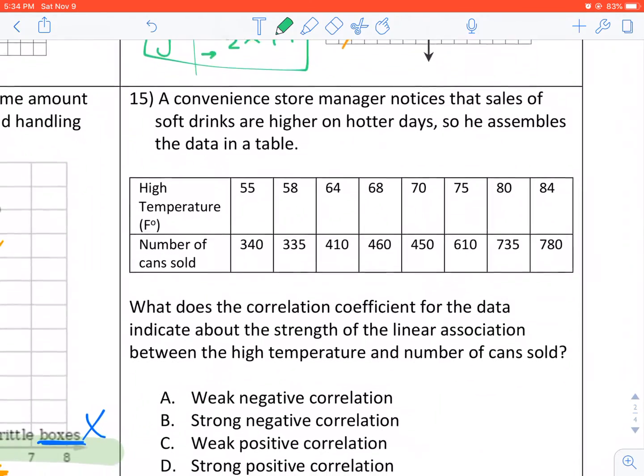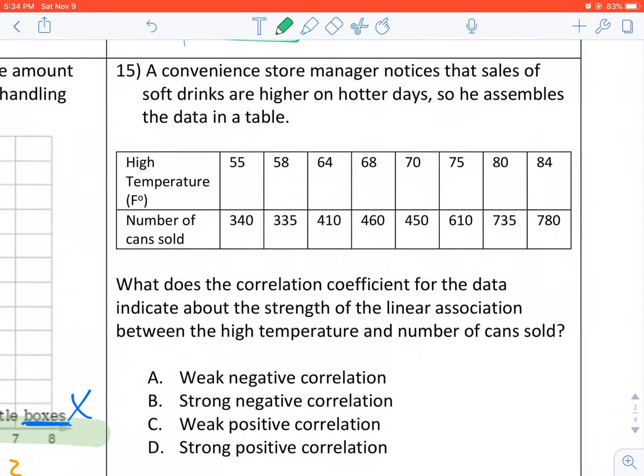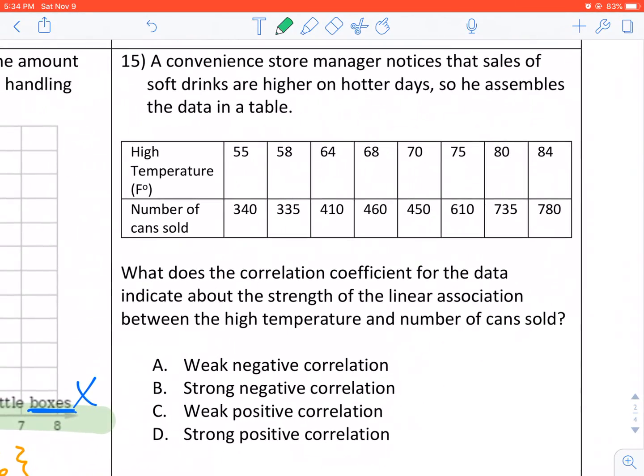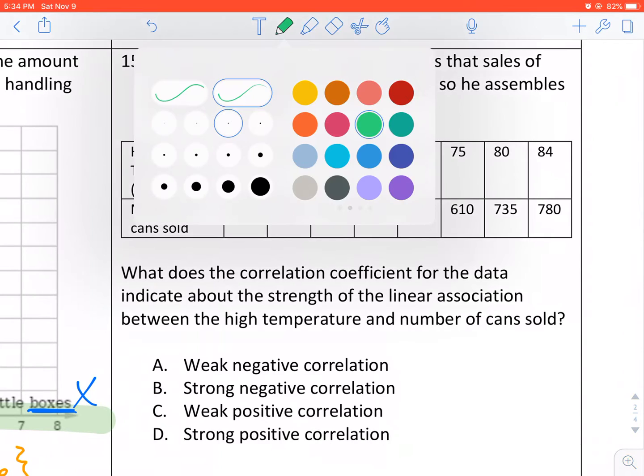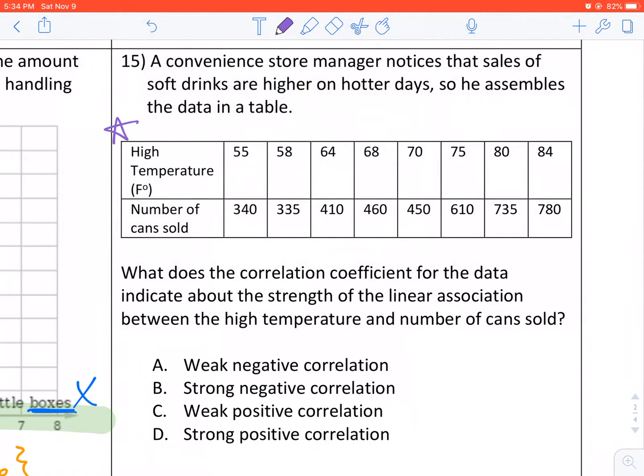Question number 15. A convenience store manager notices that sales of soft drinks are higher on hotter days, so he assembles the data in the table. Pretty much as soon as you see a table, you should have a thought that, what am I going to do with this? I need to go type it in. This is going to be your x value. This is going to be your y value. And it will be a horizontal table on the test as well.